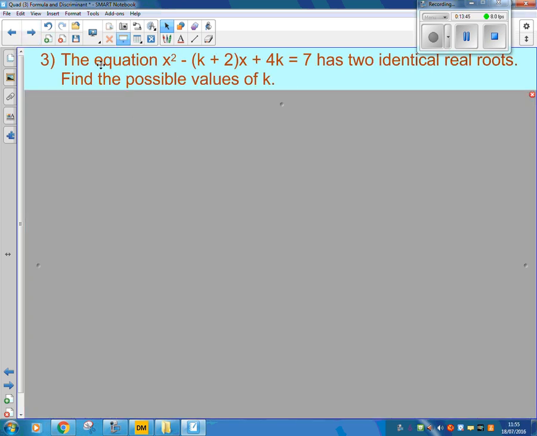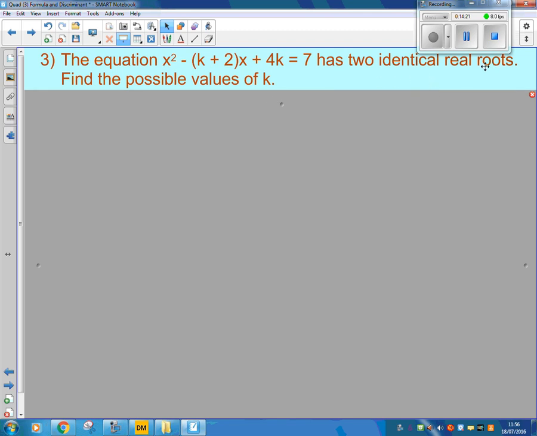Next one. The equation x squared minus k plus 2 lots of x plus 4k equals 7 has 2 identical real roots. Find the possible values of k. Now k in here is a constant term, but we don't know what it is. So k is just a number. So for instance, if k happened to be equal to 9, then k plus 2 would be 11. If you have minus 11x in here, 4k would be 36. And so k is just a number. But we've got to work out what it can be, given that this equation has 2 identical real roots.